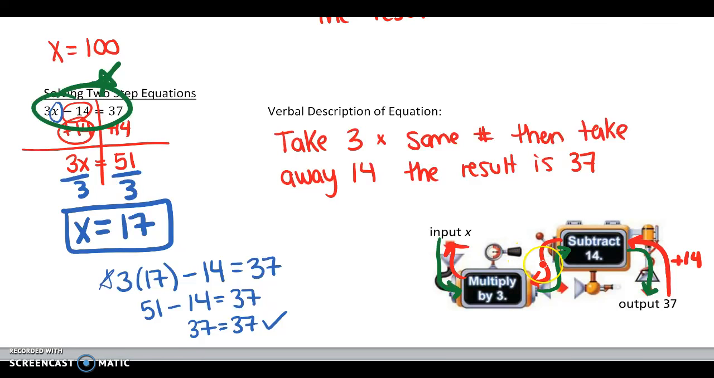Okay, now I was multiplying by 3 to go forwards, but to go backwards, I would divide by 3. So I take 37 and add 14, I get 51. Then going backwards through the function machine, you got to divide by 3 to move through the other way. So I don't know if this visual helps or not, but it's another thing you can kind of think about, going backwards through the function machine to help you understand.